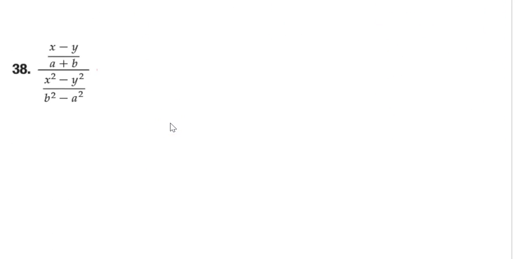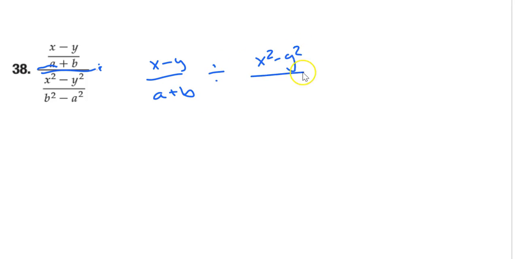Right, so the last one we're going to do is right here. Same idea, right? We're going to go, okay, this is a divide sign. I could highlight. Right, so it's just x minus y over a plus b divided by y squared minus x squared over b squared minus a squared. Right, we have that. Again, that means flip this right hand side. We're going to flip it. That's what divide means. So multiply by the reciprocal of the right hand side.